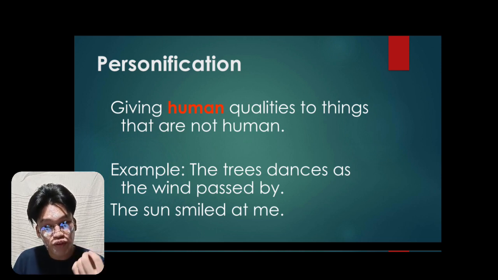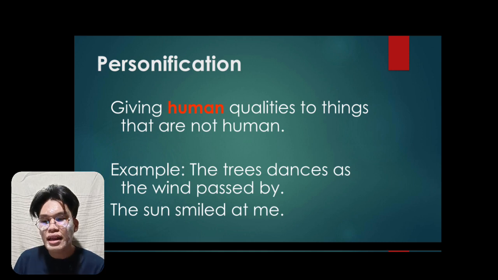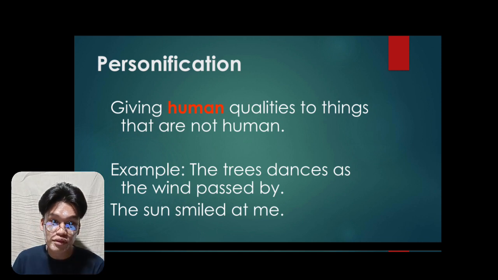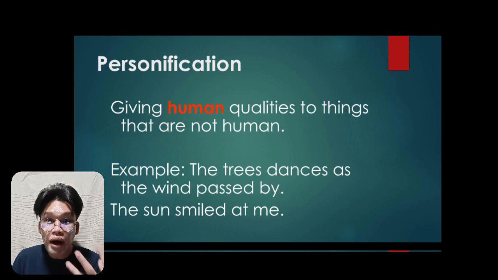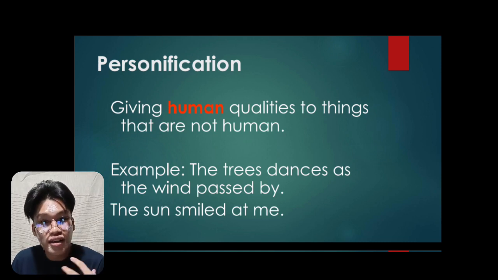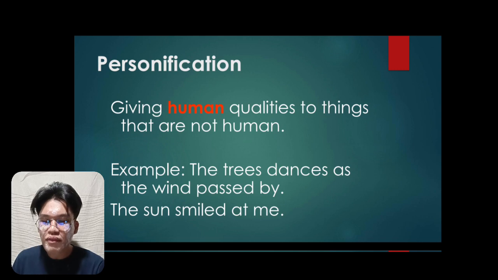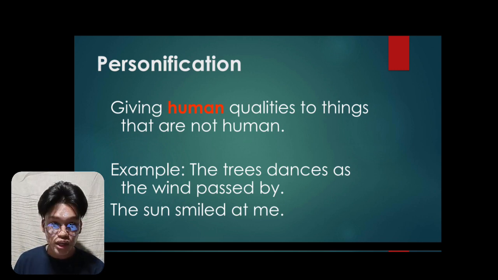So the trees dance. Next is the sun smiled at me. Of course the sun doesn't have lips to smile, so it gives emphasis that the sun is shining towards me, shining towards the earth, and it smiled to me upon shining its sunshine to us. So that is personification.